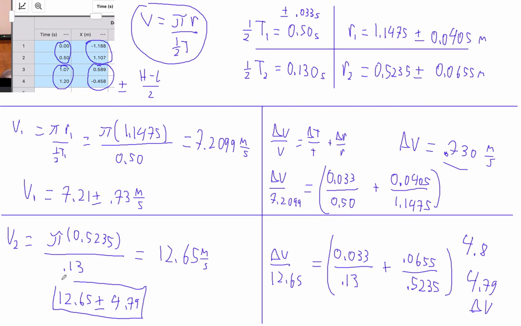Now here's a question, right? In your lab, as you do this lab, you have to figure out does this overlap with this? And if I had to guess, I'd say that it's very close, but I don't think it overlaps. Okay, so let me show you why. The 7.21 is there plus my uncertainty. The highest that this could be is 7.94, right?